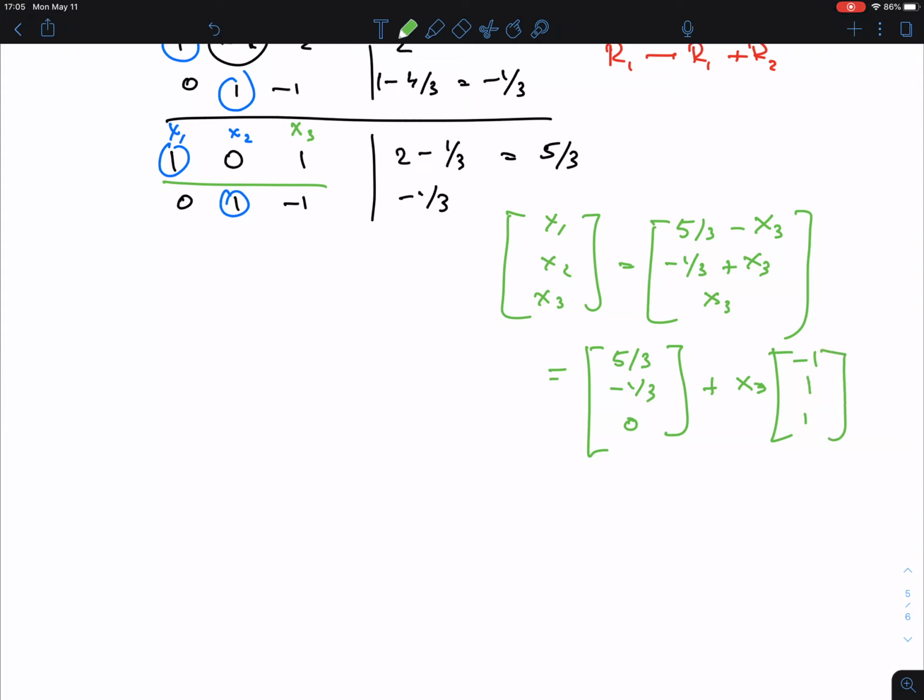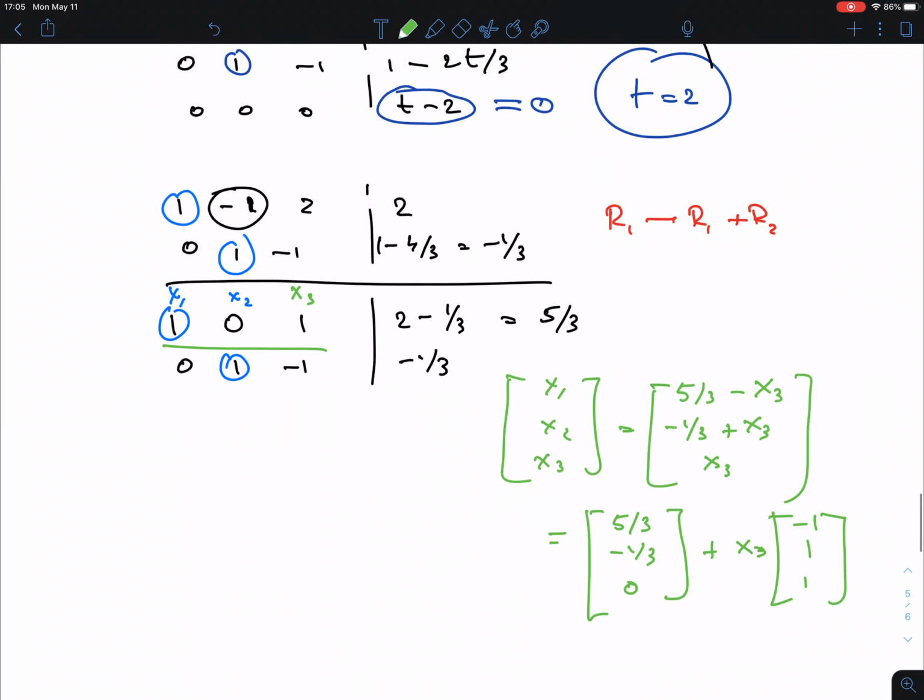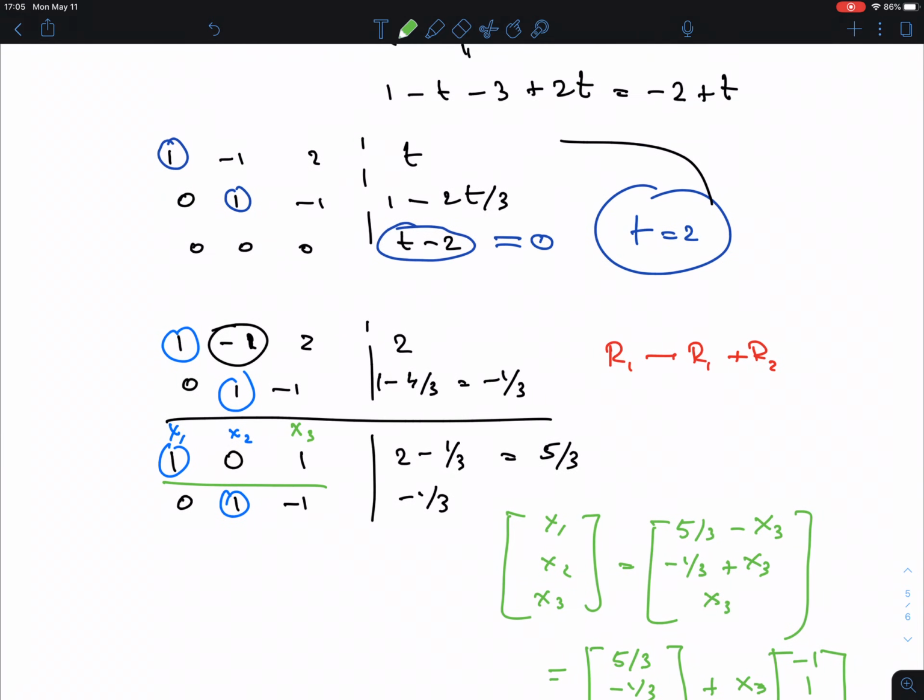Okay. So this is now the general solution of the system of equations. No matter what, for whatever value of x3 I take, I get a solution. Okay. All right. So that's the question on solving linear systems of equations. We have done so many systems of equations, I want to have a little bit of a different type of question on this.